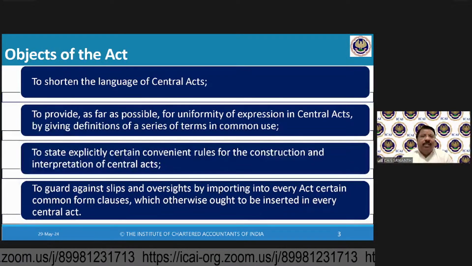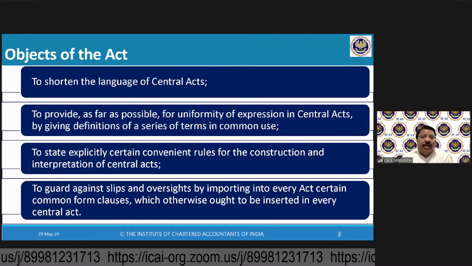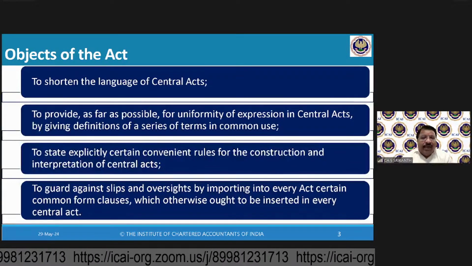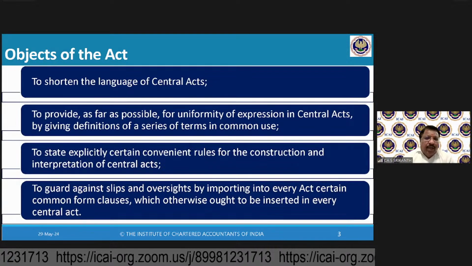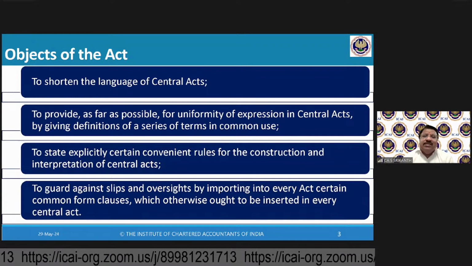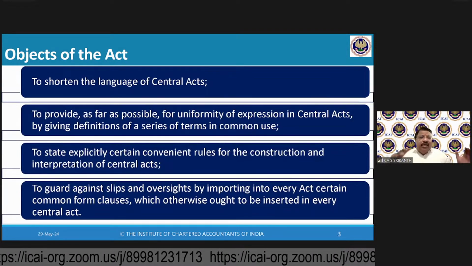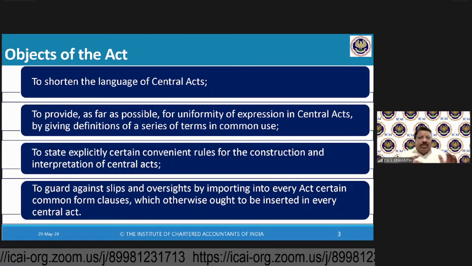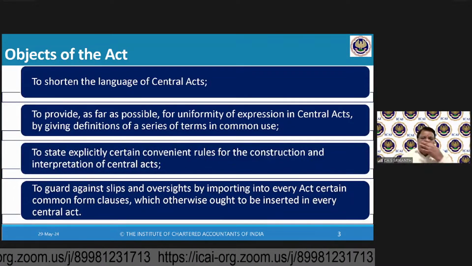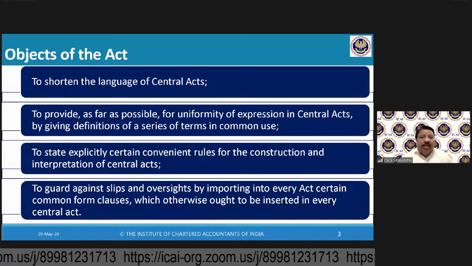What is the purpose of the General Clauses Act? There are many words and phrases that need elaborate explanation or clarity, and every law passed in Parliament cannot provide for these things. Therefore, they consolidate all these meanings and expressions in a single law and refer to it. For example, frequently you ask this question: sir, is it financial year or calendar year?